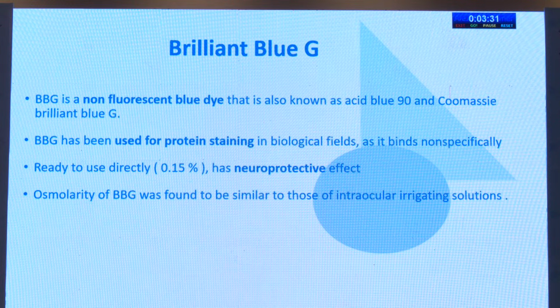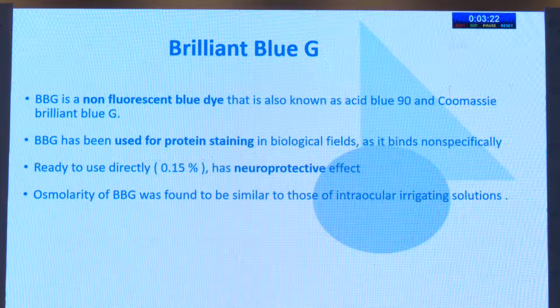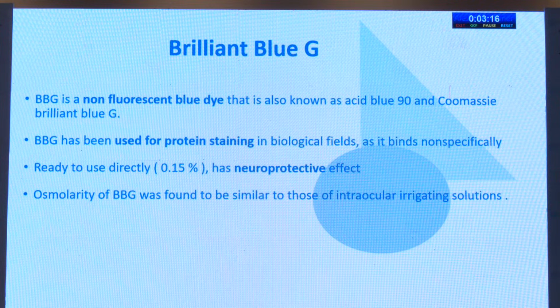So Brilliant Blue G is the one which is currently being used. It's a non-fluorescent blue dye, also known as acid blue 90 or commercial BBG. BBG has been used for protein staining in biological fields and binds non-specifically. It's ready to use. It comes in a concentration of 0.25 and it has some neuroprotective effect also.